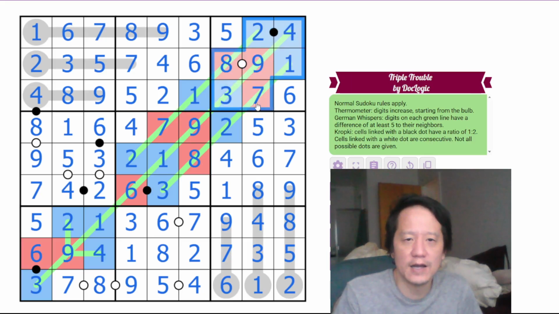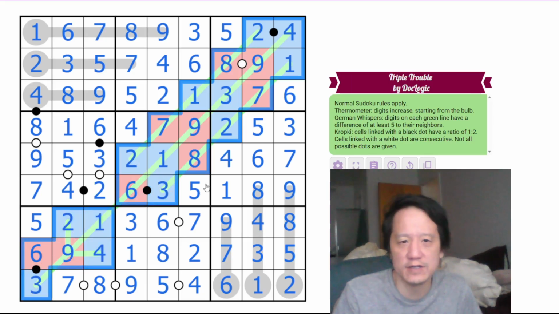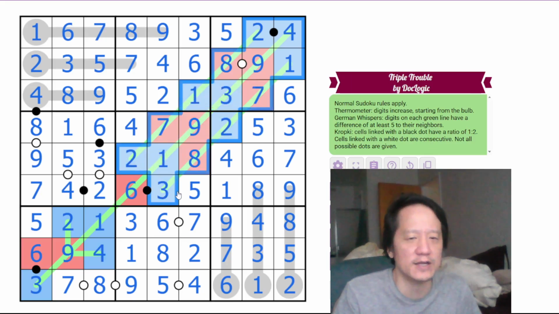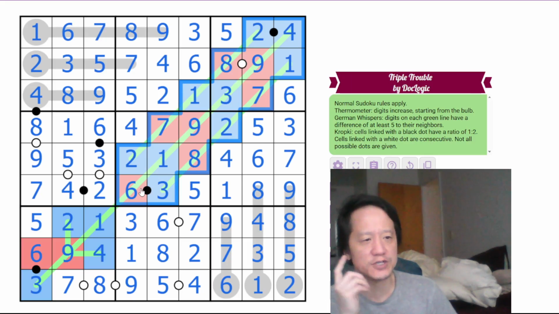Yeah, I think I should have explained more of the logic behind what I did. I do like tackling German whisper lines because it does give you an easy way of restricting certain things, right? So knowing that it always alternates between low and highs is very useful on normal Sudoku puzzles.